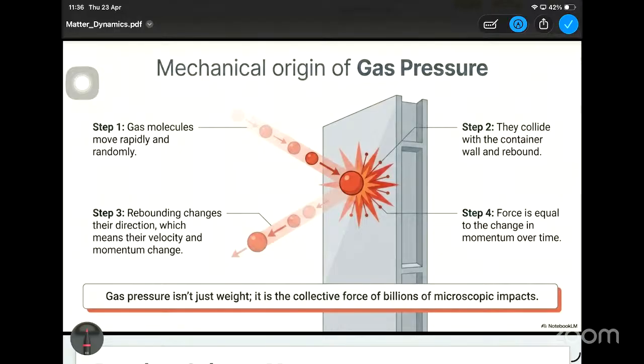Okay. So step one, they have given: gas molecules move rapidly and randomly. These terms, rapidly and randomly, are the most important ones, right? Step two, they collide with the container wall and rebound. At least the collide part is a must, right? At least the collision, they are having those collisions.